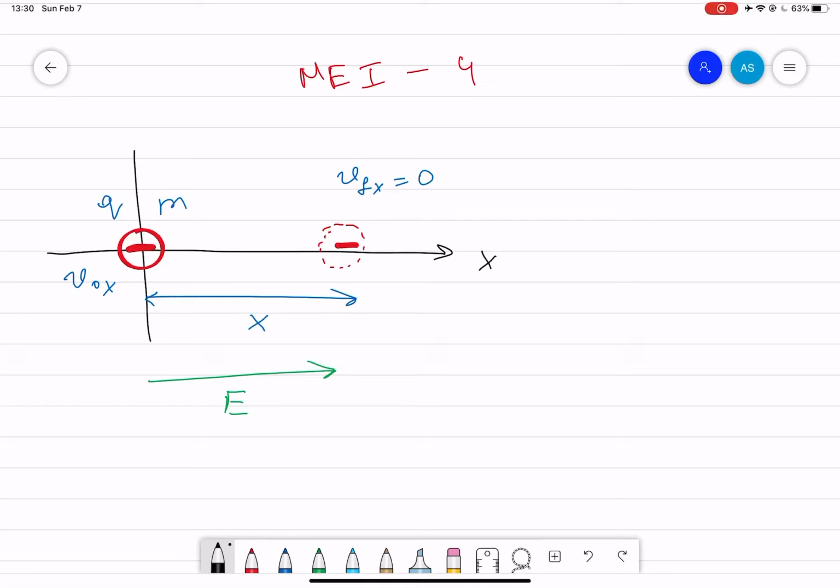Here we have midterm exam 1, problem number 4. A particle with a mass m and a negative charge q, at initial position x equal to 0, and with initial velocity along the x-axis is given.